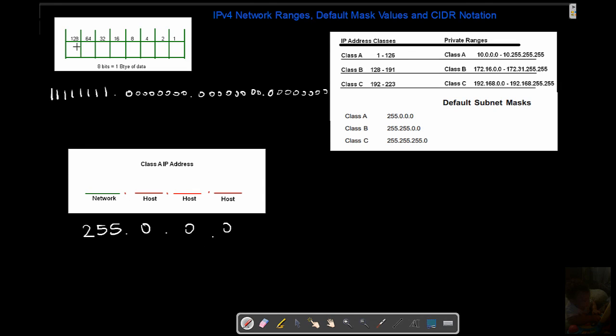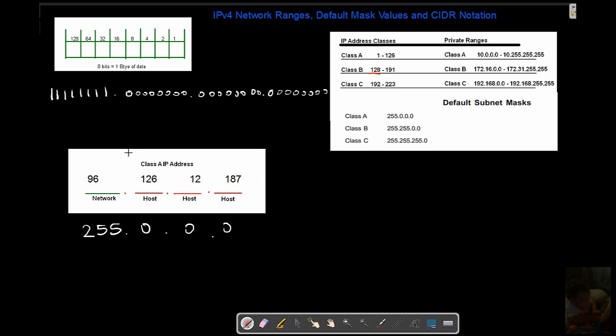Now, let's get an IP address. Well, real quick, just a review here. If this first bit right here is off, we know we're dealing with a class A because we know that we'll never reach 128 in value. It's always going to be less than 128, so we're in a class A. All right. So our number here that we're going to work with, 1 through 126, let's do 96. We'll say 96.126.12.187.